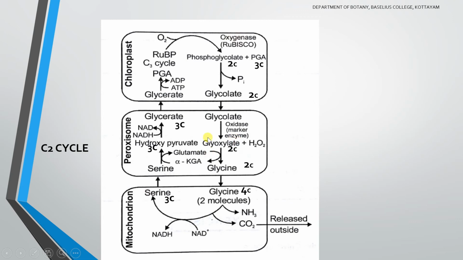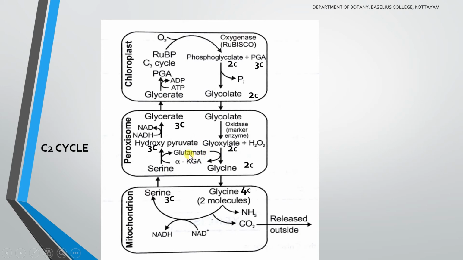Such reactions are transamination reactions. So here glyoxylate is a 2 carbon organic acid, and the functional group here is COOH. Glutamate is a 5 carbon amino acid, so here amino group and COOH groups are there. So here what happens? This is a transamination process, a transfer of the amino group.